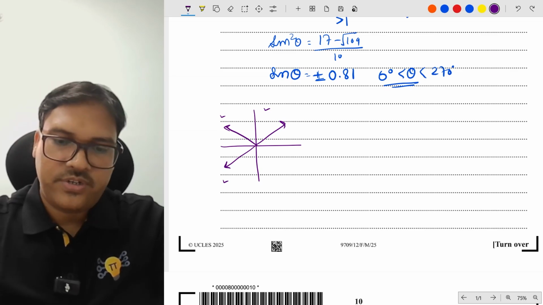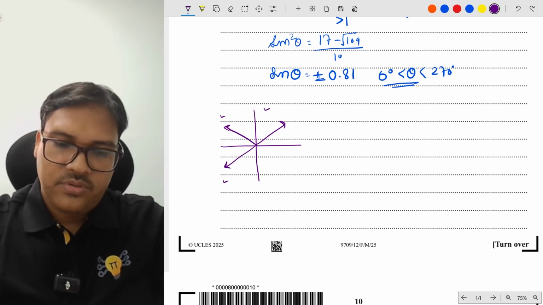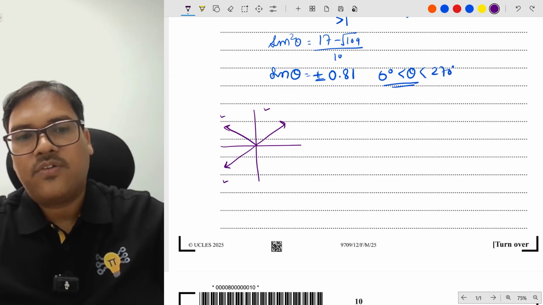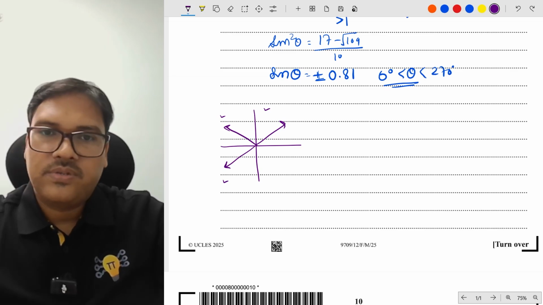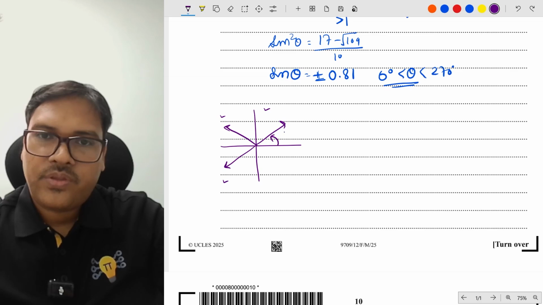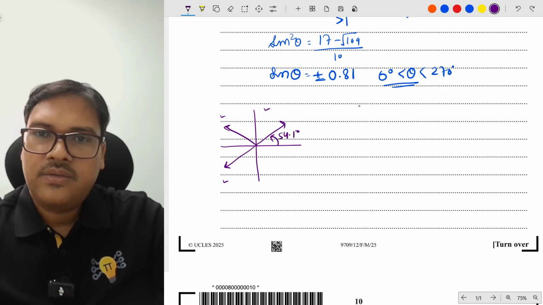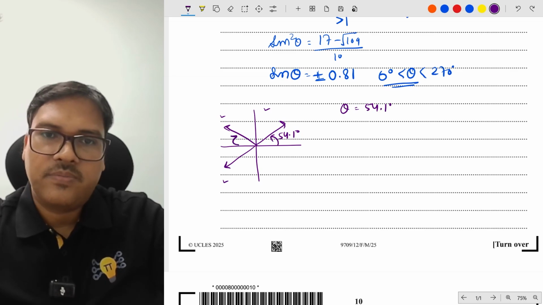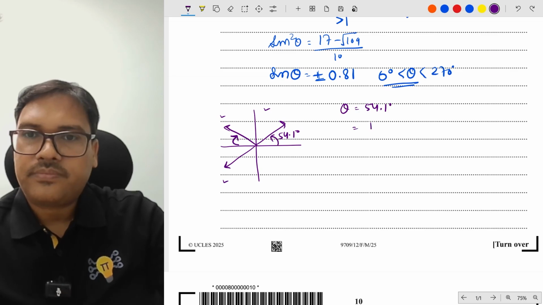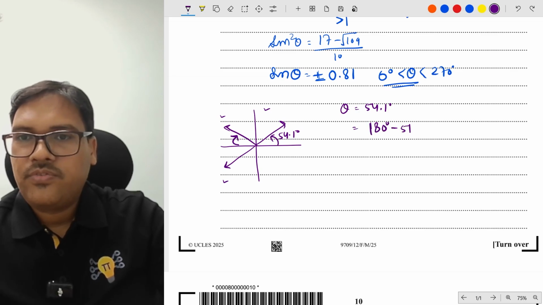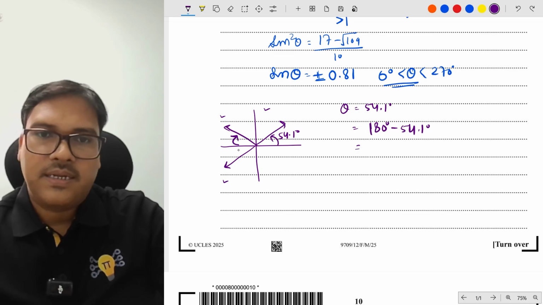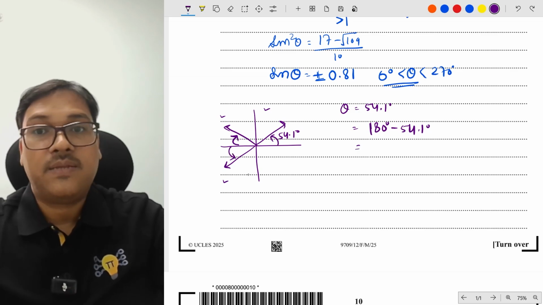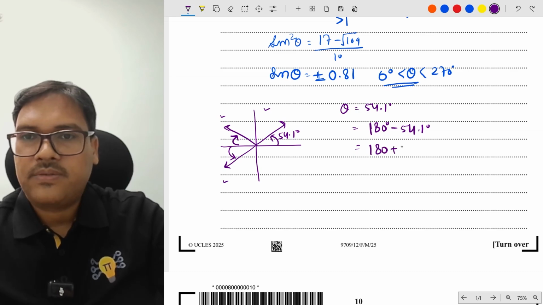So how will you find this? We'll first find sine inverse of 0.81, which is 54.09, or 54.1 degrees. So one answer is 54.1 degrees. The other answer, in the second quadrant, is 180 degrees minus 54.1 degrees. And the other value, in the third quadrant, is 180 plus 54.1 degrees.